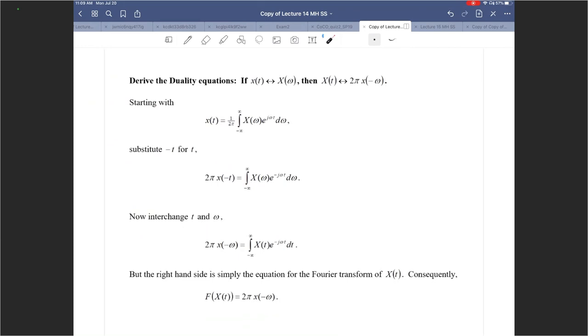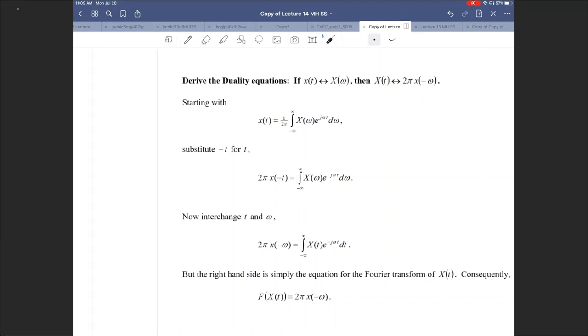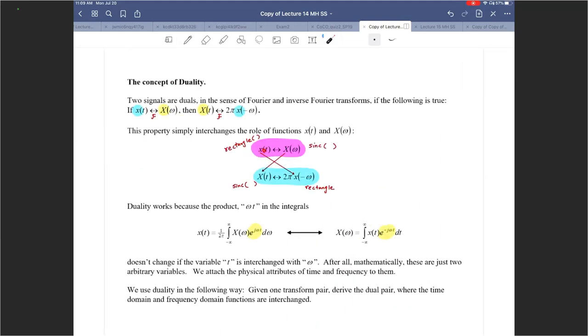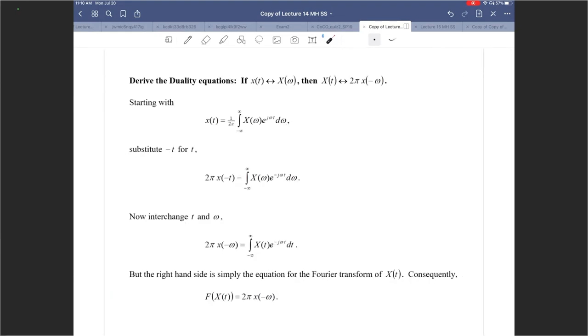Let's try to derive the duality equations first. If the Fourier transform of x of t is cap X of omega, then the duality principle says that cap X of t, the Fourier transform of that, is going to be 2 pi small x of minus omega. So you're also flipping the signal. Whatever you have here, x of t, you change t to omega, but you also flip it about the vertical axis. And there is also a scaling, 2 pi.